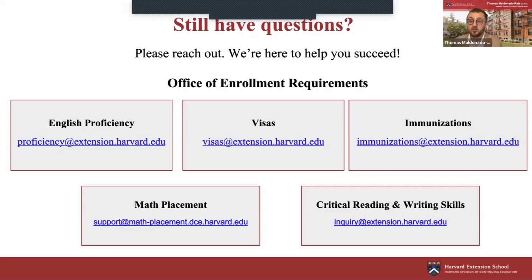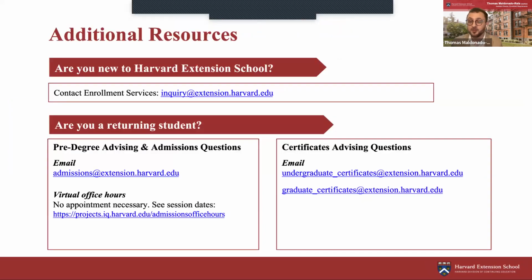If you do have any more questions about this exam, I do encourage you to reach out at the email address listed here. I also wanted to provide you with all of the contact information for the various enrollment requirements that you may encounter when you're registering for classes as well. Additionally, if you have more general questions and are new to Harvard Extension School, I encourage you to reach out to inquiry@extension.harvard.edu. For our returning students, I also wanted to remind you of how you can get a hold of our pre-degree advising and admissions office and certificate office as well.